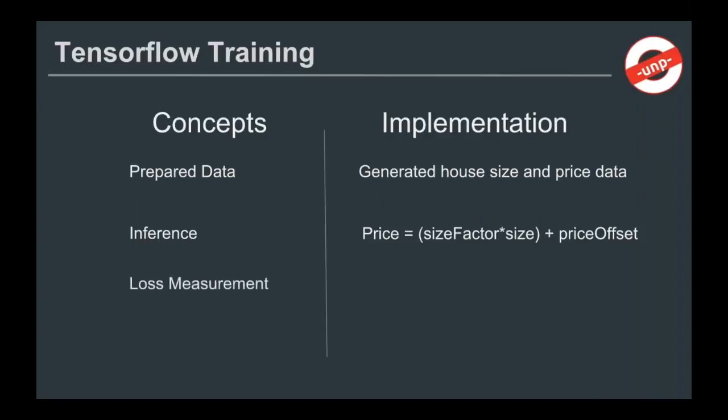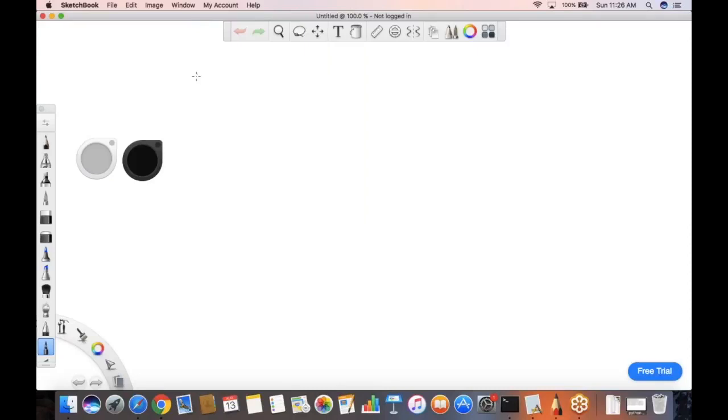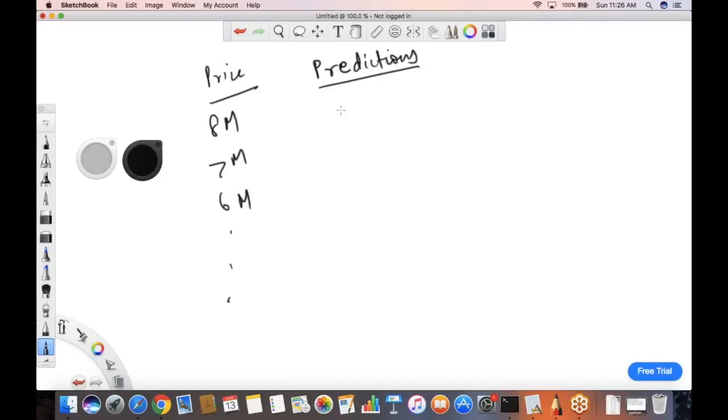Okay, so one more thing we need to do is loss measurement. We'll do that using mean squared errors. Okay, so what is this thing? Let's say we have some house prices. So let's say this is 8 million, this is 7 million, this is 6 million, and so on. Now, what we are doing is we are making some predictions, right? And let's say for this house, we predicted 6 million. And then for this house, we predicted 8 million. And then whatever. So for this, we predicted, let's say, 7 million.